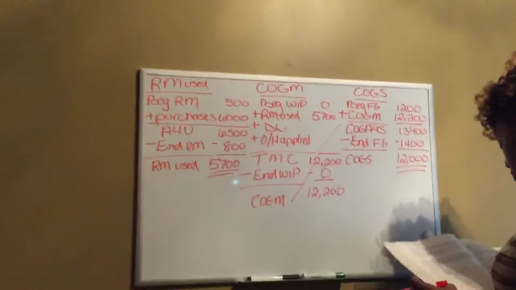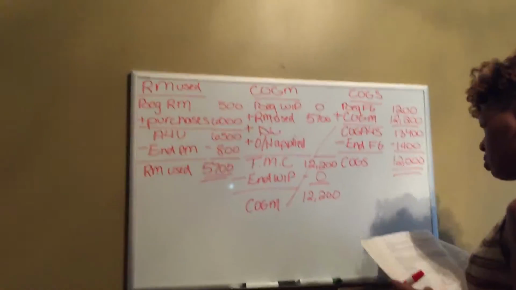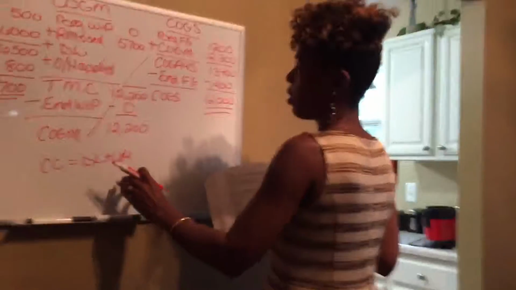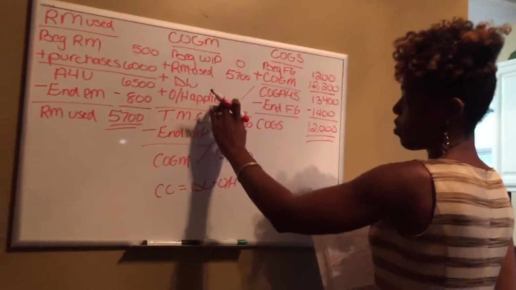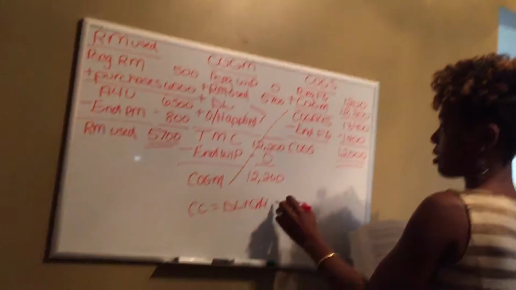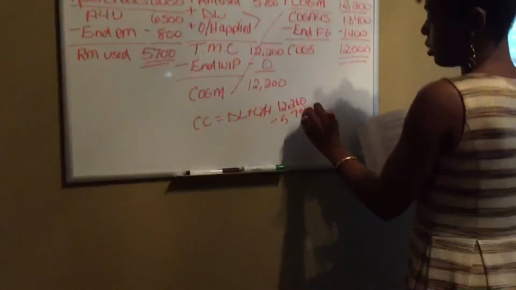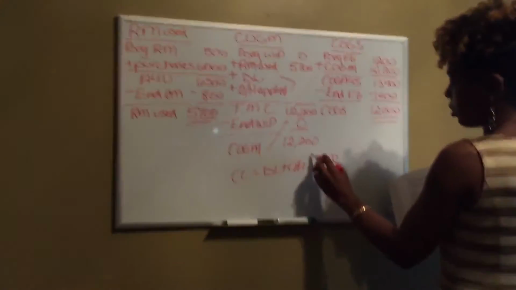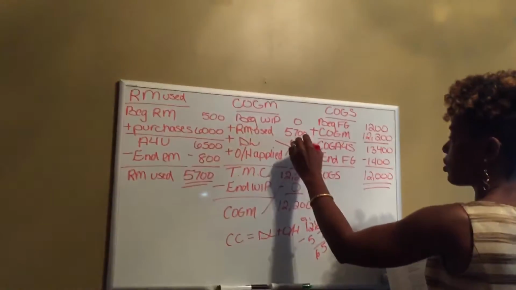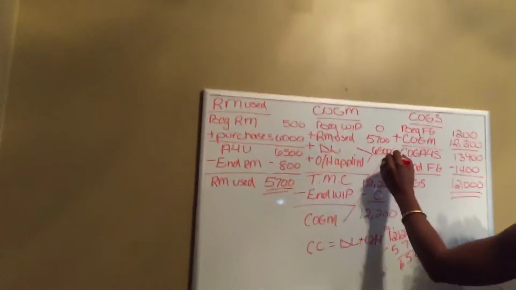So the question from my homework asks, what is the total amount of conversion costs? Well, conversion costs are direct labor plus overhead. They don't want to know how much is direct labor, how much is overhead. They want to know combined, what are the two. And I can say that 12,200 minus 5,700 is 6,500. And that's my answer.